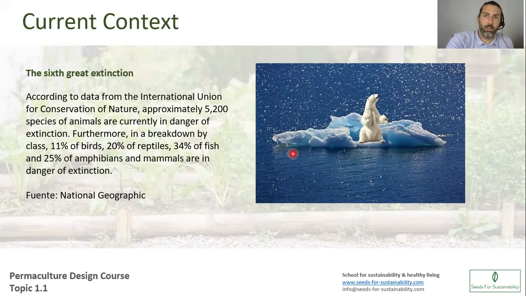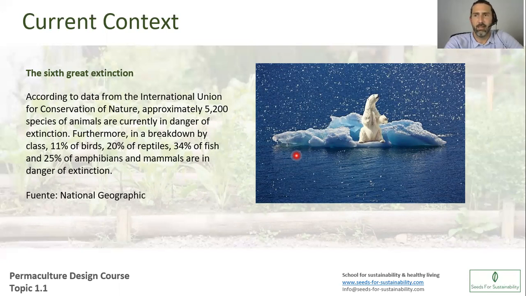Yes, a very famous picture has been around the last couple of years in many media: the poor polar bear on his ice, floating away basically. Here we talk about the sixth great extinction. As you can imagine, there were five before. Right now, under the risk of extinction, we have approximately 5,200 species. That is a lot of species at risk of being extinct.